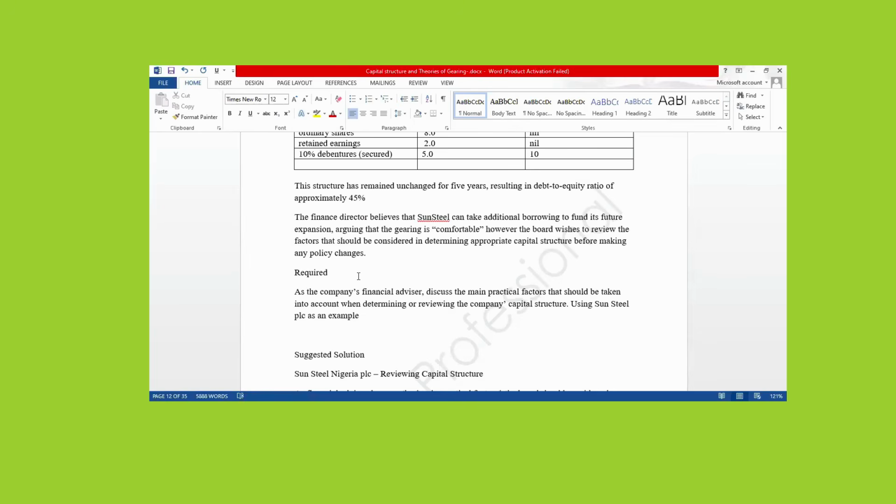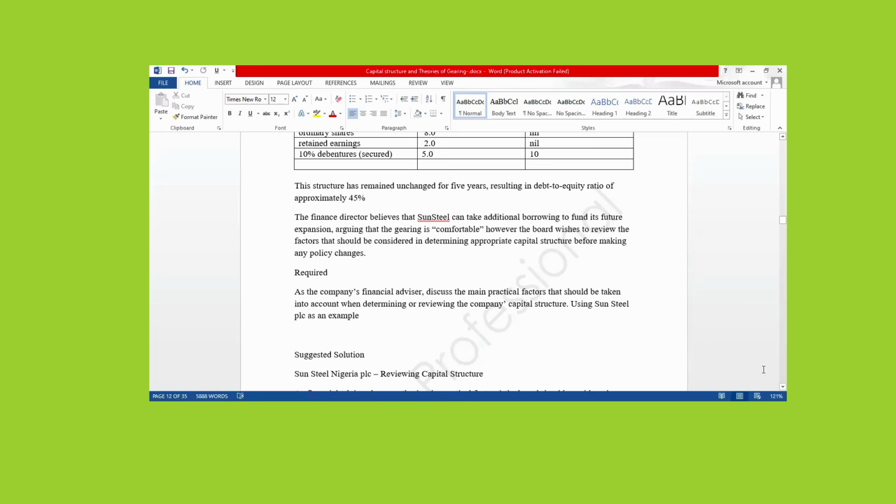Hello, sir. We look at their future growth, growth potentials or opportunities. The company is planning expansion in the future. So we are going to look at the company's growth potential.